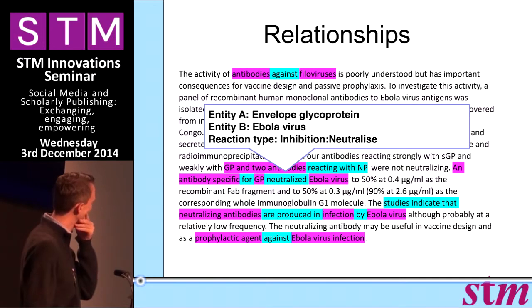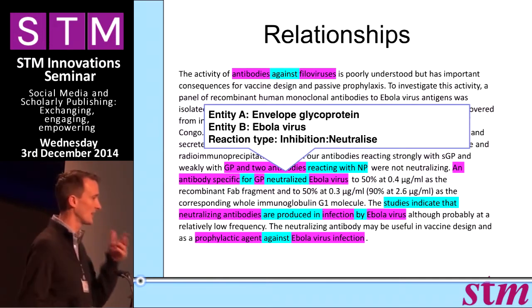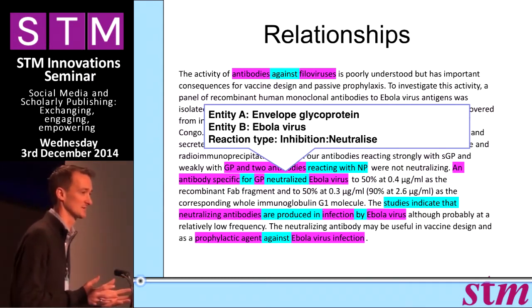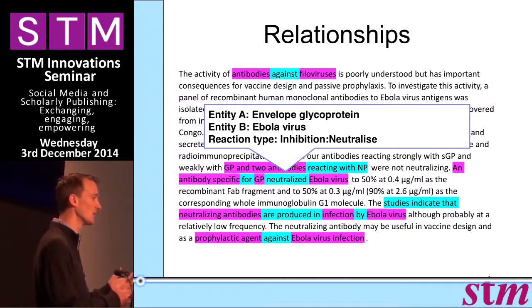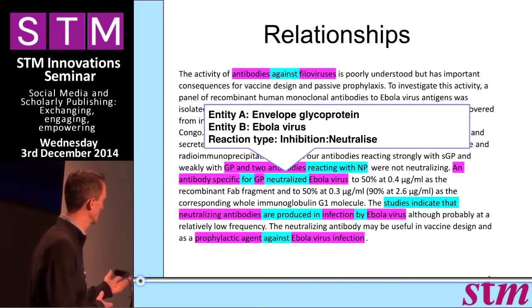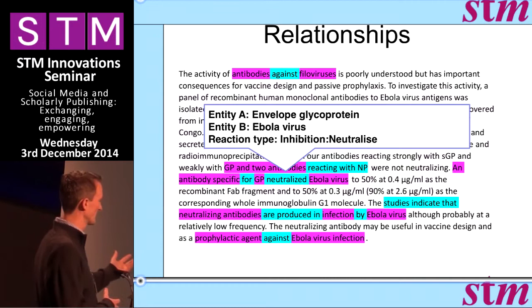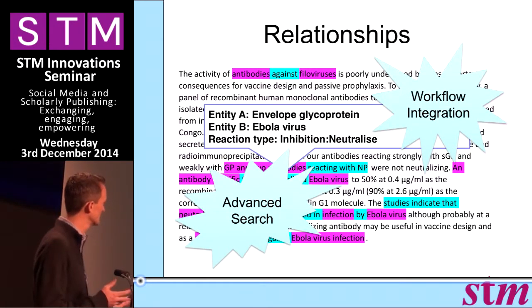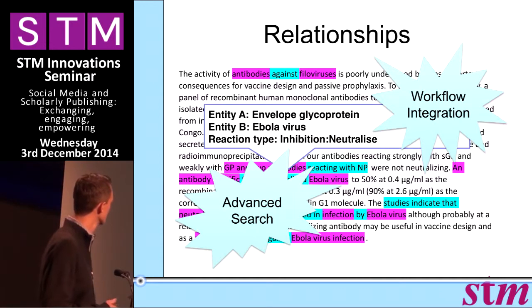The next thing is looking at relationships. So here we're identifying the relationship between entities within the content. Now this is starting to get really interesting. So what we're trying to do is capture here what the researcher is trying to communicate with this article. That gives us some really powerful capabilities, like we could allow a researcher to find all articles where envelope glycoprotein is interacting with the Ebola virus, potentially a really time-saving search capability there.